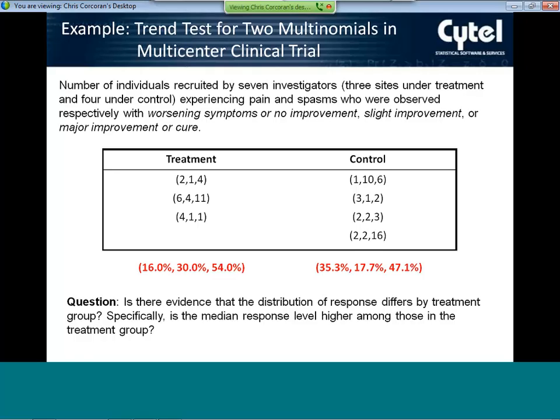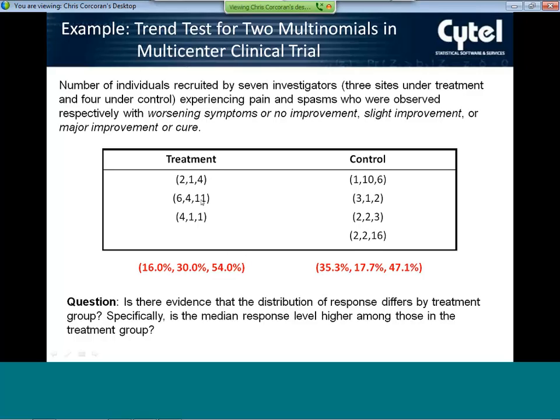So this first investigator recruited 7 patients, all of whom were treated. 2 of those patients showed actually worsening of symptoms or had no improvement. One of those patients showed a slight improvement, and the 4 patients here represent those who had a major improvement or a cure.